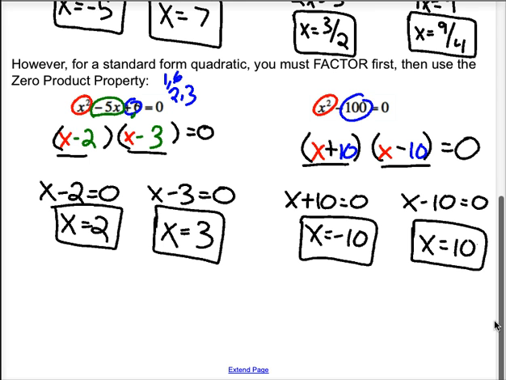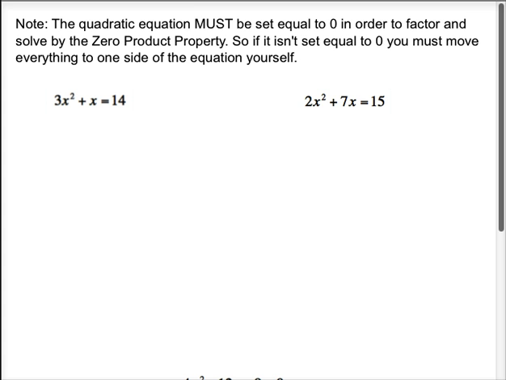So again, pretty straightforward. You learned this back in Expo, but now it's just remembering how to take it beyond the factoring to actually solve these quadratic equations. Now, one key though is that the quadratic equation has to equal 0. It's the only way that the zero product property works, is if it's being equal to 0. Otherwise, the whole thing falls apart. So what that means is if it's not equal to 0, you have to make it equal to 0.